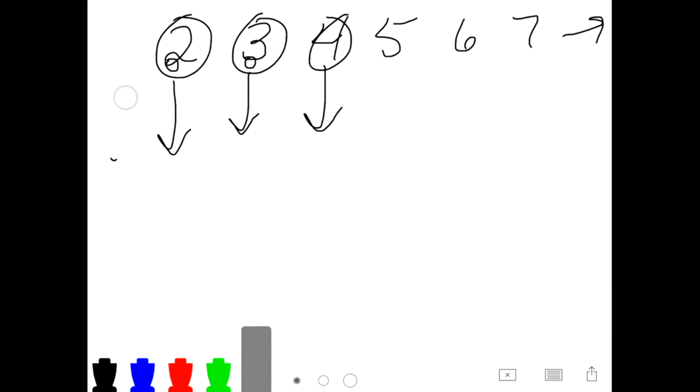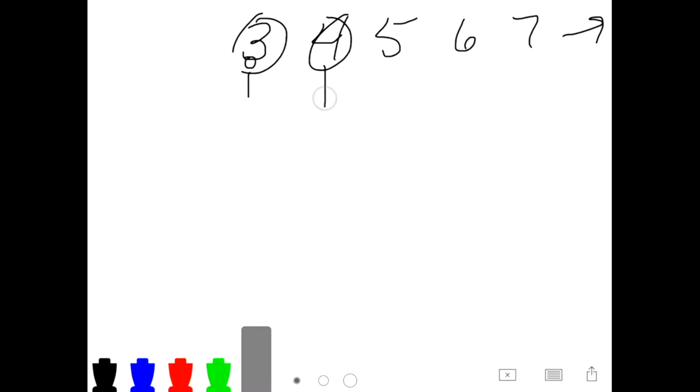All right, I'm going to erase this from the last lesson. I'm going to look at section 11.2 in this lesson. So let's go ahead and look at that. 11.2, it's on page 219 in your book.